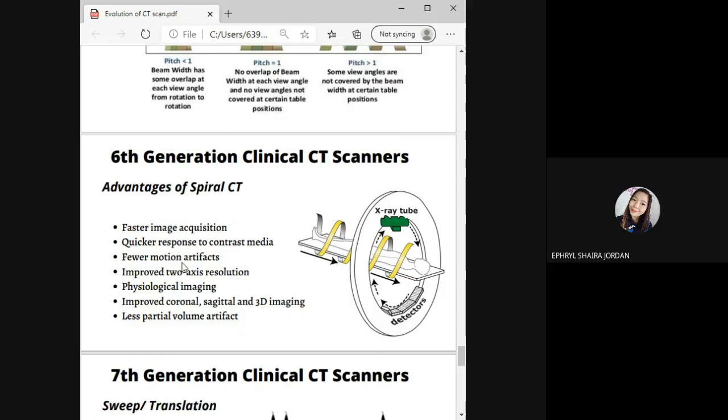Improved two-axis resolution. Physiological imaging, you can see the function of an organ or certain structure. Yan. And it has improved coronal, sagittal, and 3D imaging, and it has less partial volume artifact.